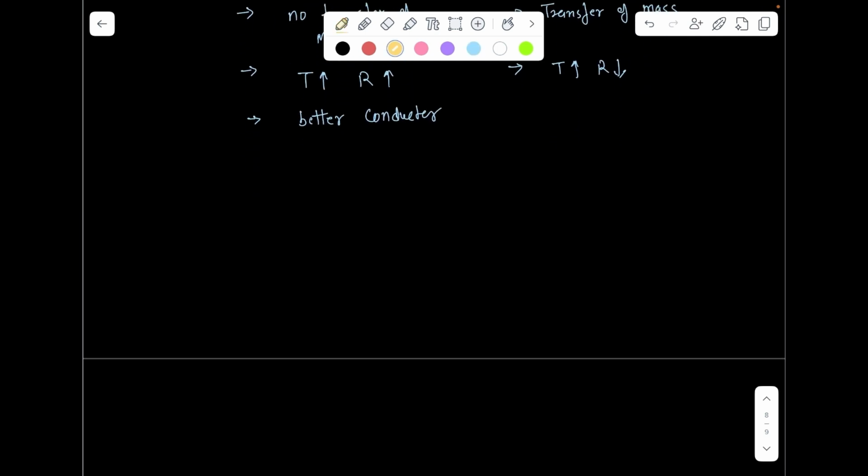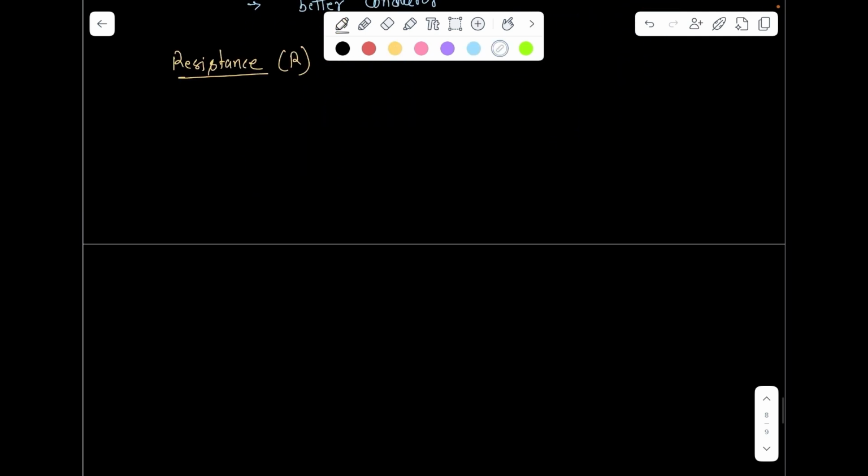Now we have a few general terms. One is called resistance. Resistance is basically for metallic and electrolytic conductors which obey Ohm's law. According to Ohm's law, R is equal to V by I, where V is the potential difference and I is the current, and the unit is the ohm. Next, the reciprocal of this is called conductance, represented by G. Conductance is the reciprocal of the resistance, so G is equal to 1 upon R.